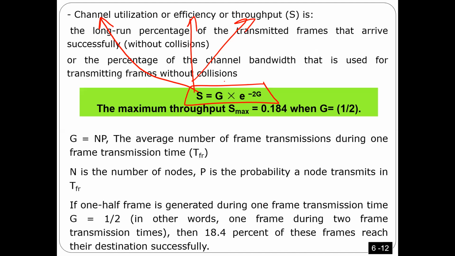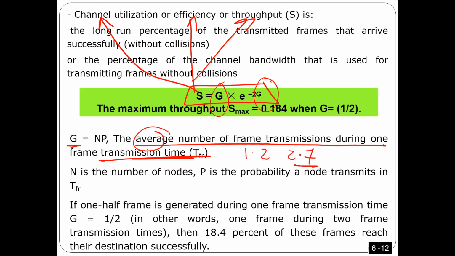But what is G here? G is the average number of frame transmissions during one frame time TFR. How many transmissions, on average, do you have during this time TFR? When I say average, that means this can be a fraction, like 1.2 or 2.7. It is a number of frames, but it can be a fraction because it's an average.